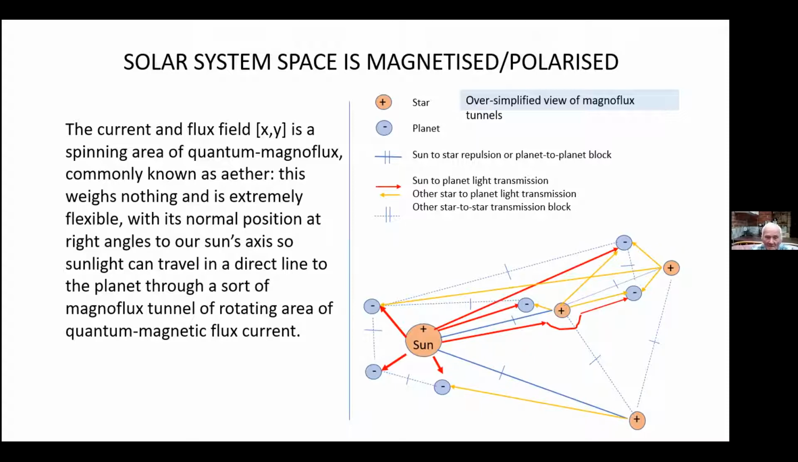So the current and flux field XY is a spinning area of Magnoflux, quantum Magnoflux, commonly known as ether. This weighs nothing and is extremely flexible, with its normal position at right angle to our sun's axis, so that sunlight can travel in a direct line to the planet through a sort of Magnoflux tunnel of rotating area of quantum Magnoflux, magnetic current.